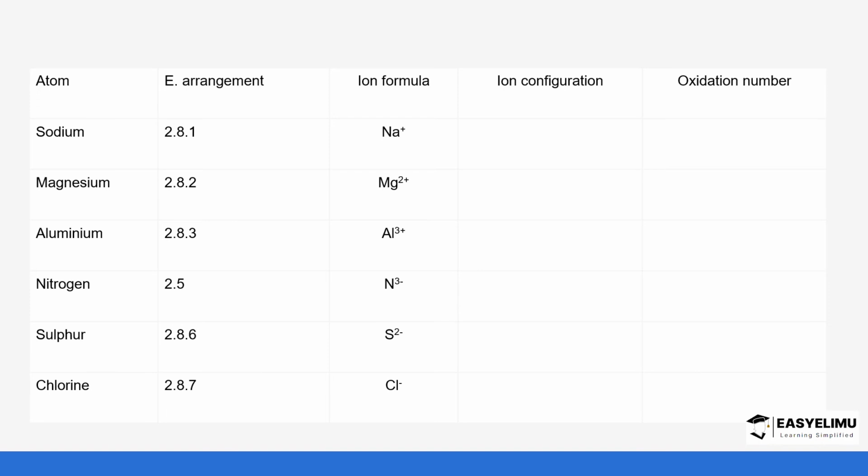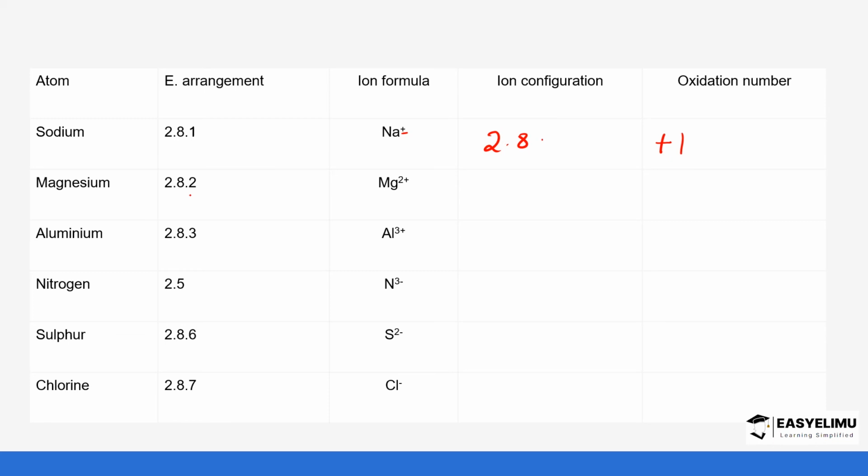Let's look at the following examples. So we have sodium that has an electronic configuration of 2.8.1. It has an ion formula of Na plus. This plus tells us that it has lost one electron. So the new configuration is going to be 2.8. It has lost this one electron. Then the oxidation number now, we said it is a charge, so it is positive, and the number of electrons it has lost or gained. In this case, it has lost one, so we put the number 1.